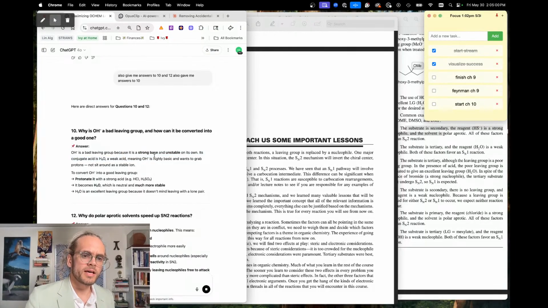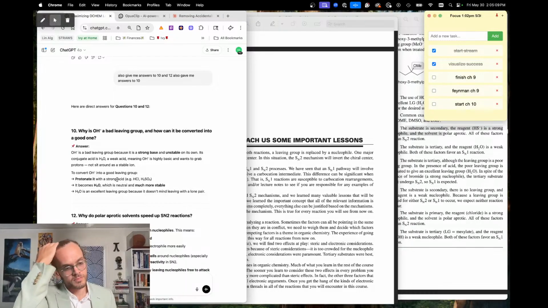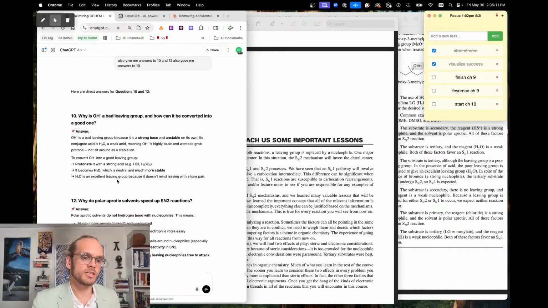It is a strong base and it's unstable on its own. Okay, its conjugate acid is weak. So how do you make it a good leaving group? Oh, you protonate it with a strong acid. Okay. Becomes H2O, which is neutral, much more stable. H2O is an excellent leaving group.